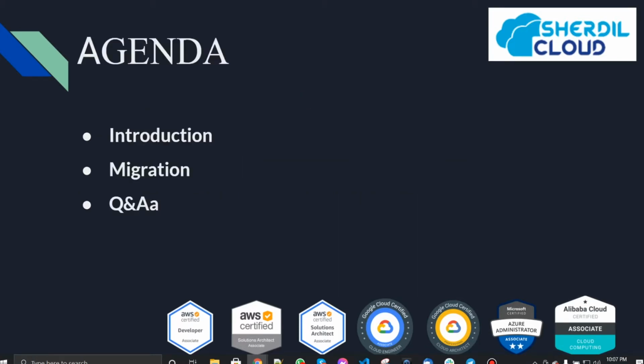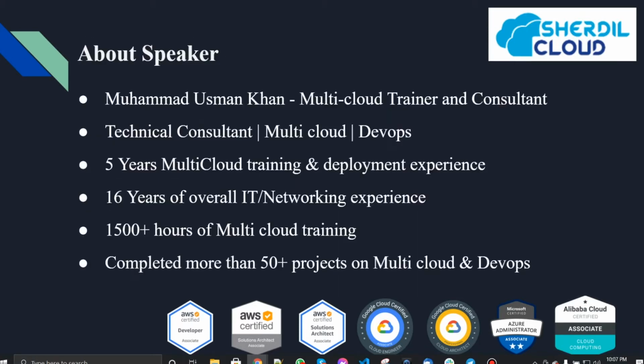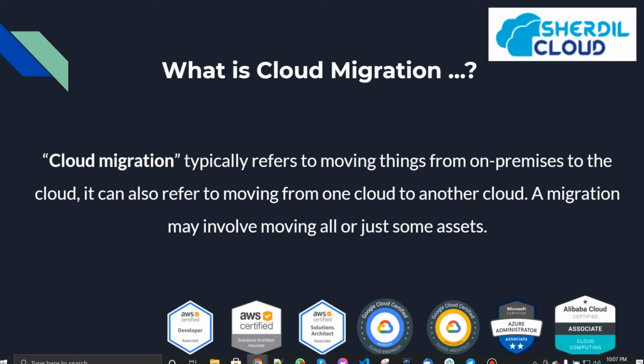So let's talk about migration steps and what cloud migration is. Cloud migration typically refers to moving things from on-premises to the cloud. On-premises to the cloud means you are going to move your physical servers to virtual servers with any one of them, like AWS Cloud, Google Cloud, Azure Cloud, or Alibaba Cloud as well, right?